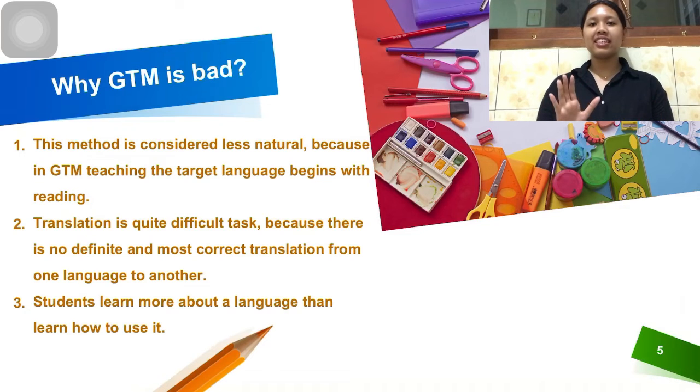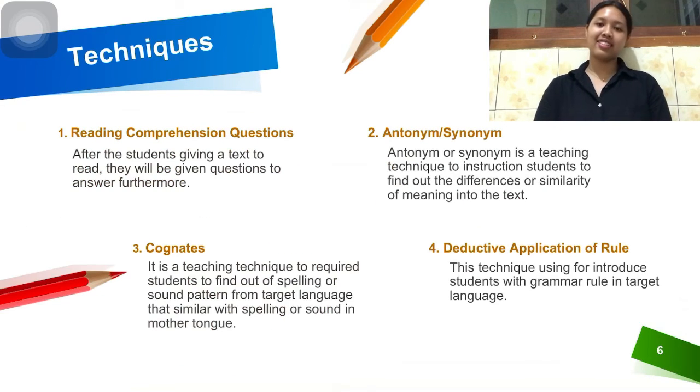Second, translation is quite a difficult task because there is no definite and most correct translation from one language to another. We know that English is one of the inconsistent languages, right? And the most important thing is how people can understand what you are talking about, and not about your deeper grammar. And the third is students learn more about a language than how to use it. This is related to what I said previously. Actually, the most important thing is how we can apply the language in everyday life, right? Okay, next.